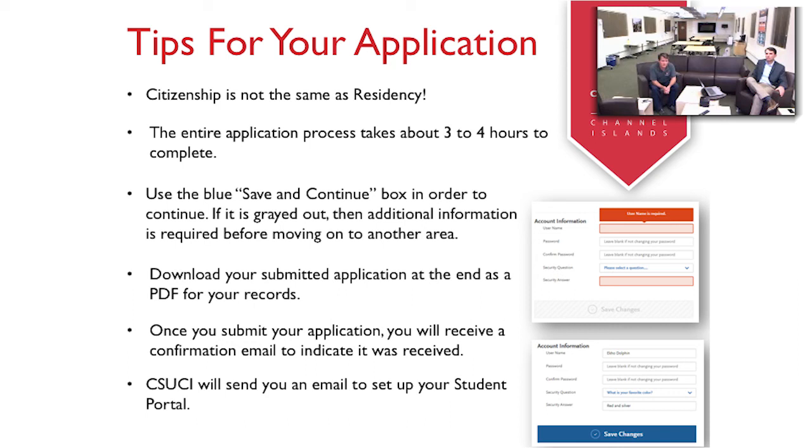There is a blue Save and Continue box that will allow you to continue when you're working in the application. If that Save and Continue box is grayed out, that basically means that there's additional information that's required in order for you to move on to another section of the application. So you'll see that the Save and Continue box will be gray. In some cases, you'll also see a red box there on the right-hand side. That just means that information is missing. You need to enter that information. So you'll see a red box if you need to put additional information in, and then you'll see a Save and Continue box once you can move forward on any given page of the application.